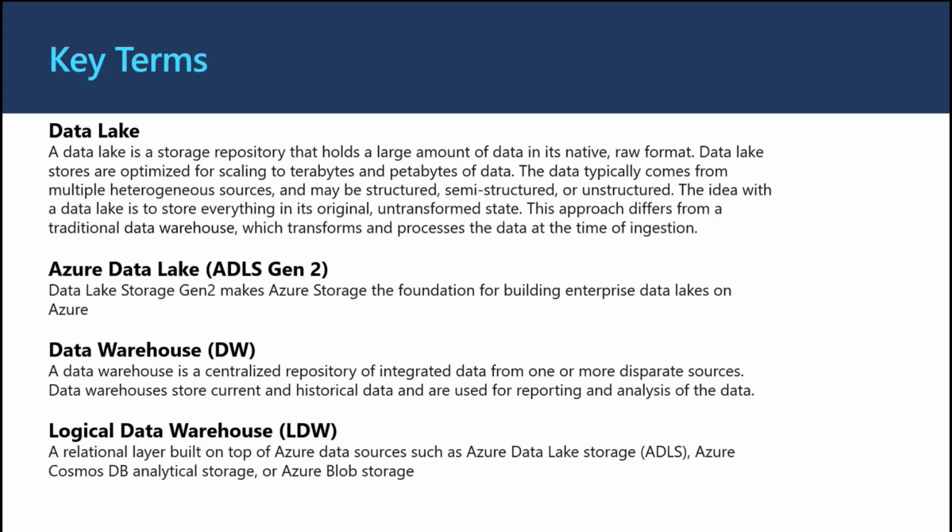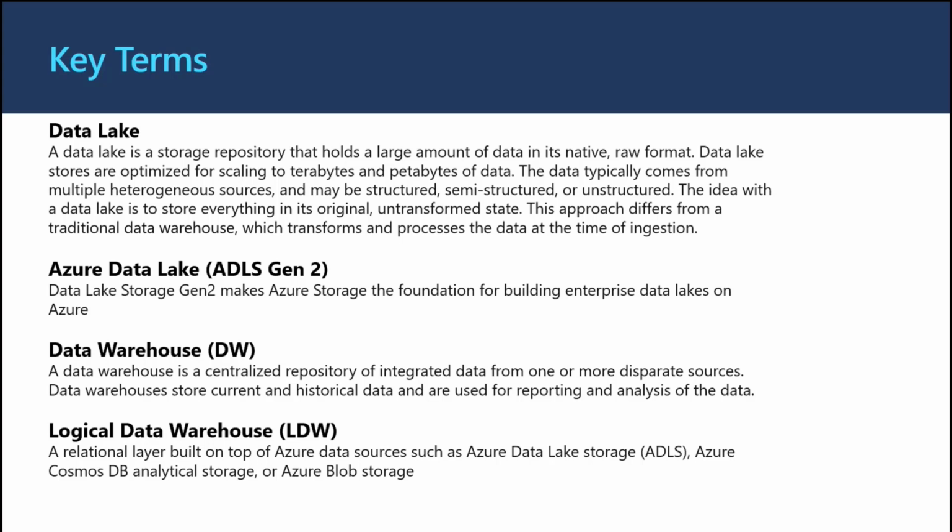The next term is data warehouse. So a data warehouse is a centralized repository of integrated data from one or more disparate sources. Data warehouses store current and historical data and are used for reporting and analysis of the data. I think we're probably all familiar with data warehouses. They've been around a long time, but the key here is that the way that we're going to be using that term today is that we're talking about more of a relational data store. So that would be something like a star schema that people would be used to, which is, again, the relational data model that can be used to surface data in different analytical tools.